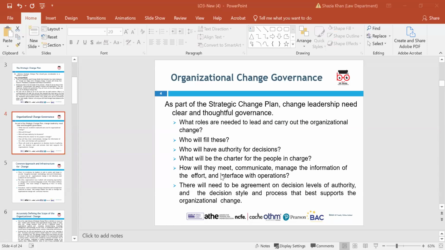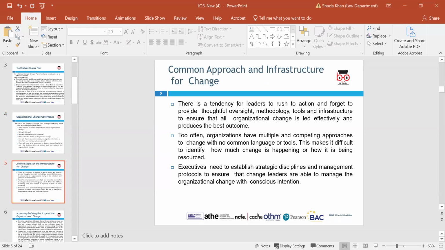How will they meet? How will they communicate, manage the information of the effort and interface with operations? There will be an agreement on decision levels of authority, so different levels of authority, and governance change is needed because it ensures the achievement of any sort of organization and ensures that issues are identified and resolved, removing any sort of obstacles or barriers that affect this decision making. So this organizational change is really important when it comes to the element of change governance.